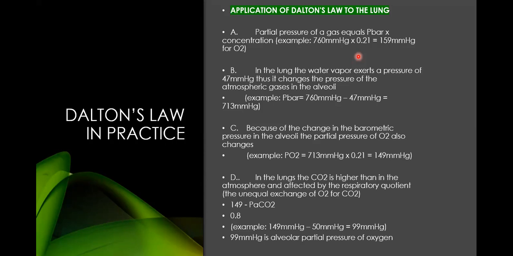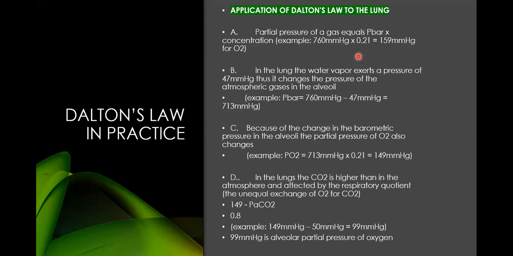Now, look at D. It says in the lungs, the CO2 is higher than in the atmosphere and affected by the respiratory quotient, which is the unequal exchange of O2 for CO2. Respiratory quotient is burning, using up our O2 and producing CO2. Thus we have to take that 149 millimeters of mercury and subtract the PaCO2. The normal PaCO2 is 40. Just keep that in mind.